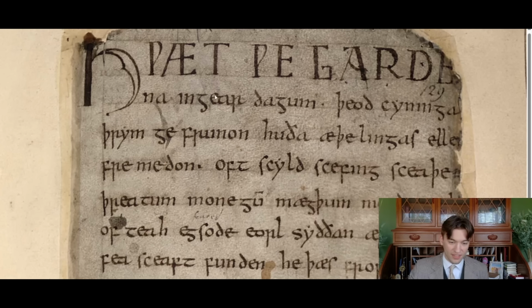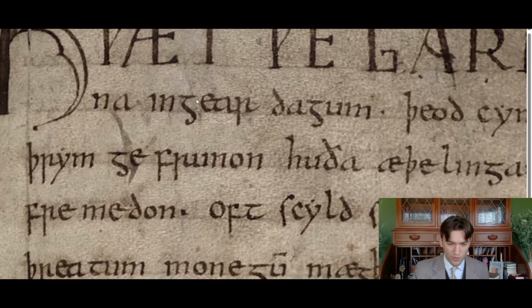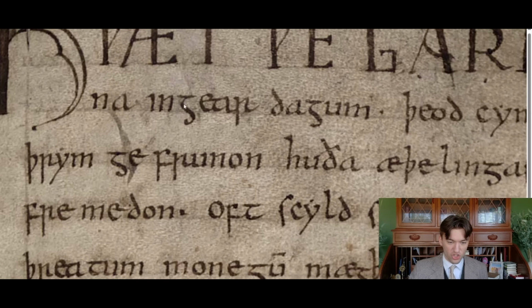Now this letter right here is a G. I'll zoom in a little bit further. Here we have a G. In geardagum, this is what their English vernacular G's looked like. And this word is geardagum.